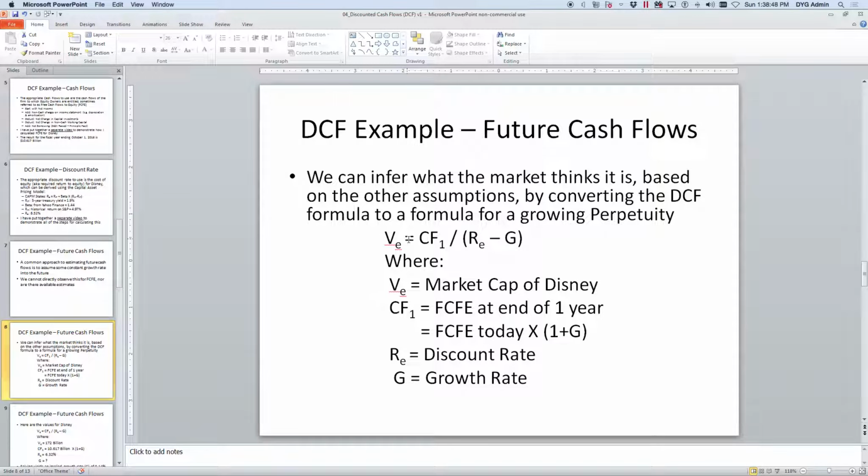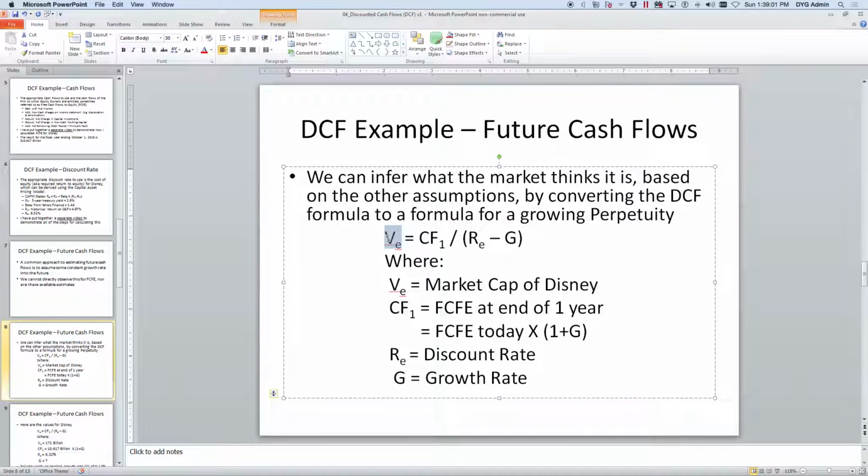But what that would basically say in our context is that the value is whatever the next cash flow is divided by the discount rate minus some growth rate. Well, guess what? We know what the current value is. We have that. It's the market cap of Disney. We know what today's cash flow is. And if we take today's times 1 plus the 1 year growth rate, we would get next year's. We have a discount rate. So we have everything except for G. We could just solve for G. So I'm going to show you how to do that.